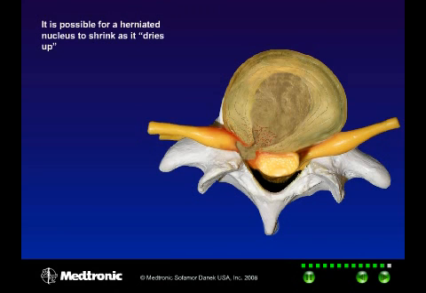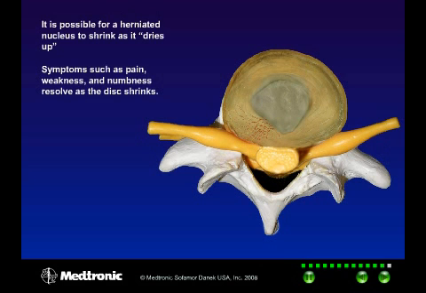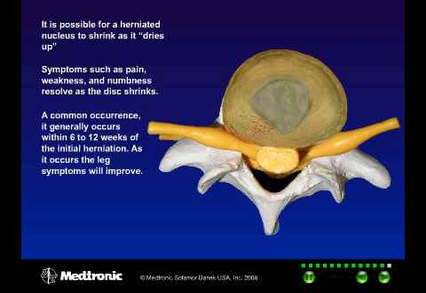It is possible for a herniated nucleus to shrink as it dries up, so that symptoms such as pain, weakness, and numbness resolve as the disc shrinks. A common occurrence, it generally occurs within 6 to 12 weeks of the initial herniation. As it occurs, the leg symptoms will improve. The back pain may persist because the annulus remains abnormal, since the cracks and fissures remain.